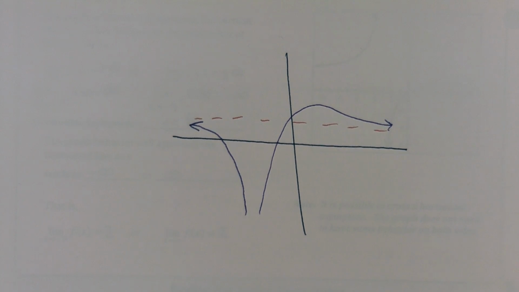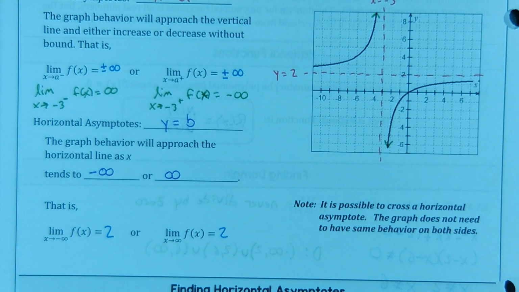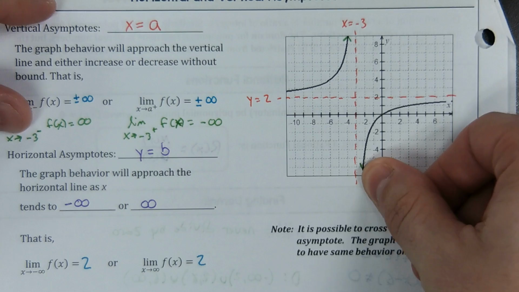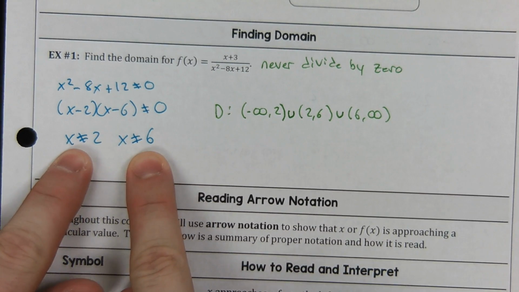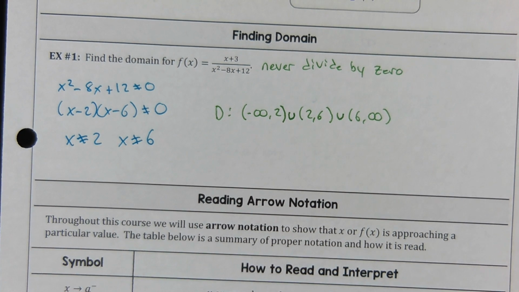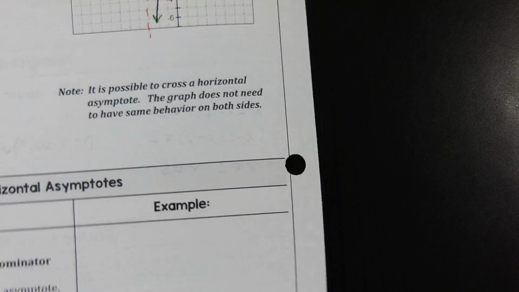Which then begs the question, could you cross over a vertical asymptote? No, you can't. And the reason why is because vertical asymptotes are domain restrictions. They're places where the graph doesn't exist. Vertical asymptotes will always be places where the graph doesn't exist. They are domain restrictions. And when you're talking rational functions, they will always be a place where you're trying to divide by 0.